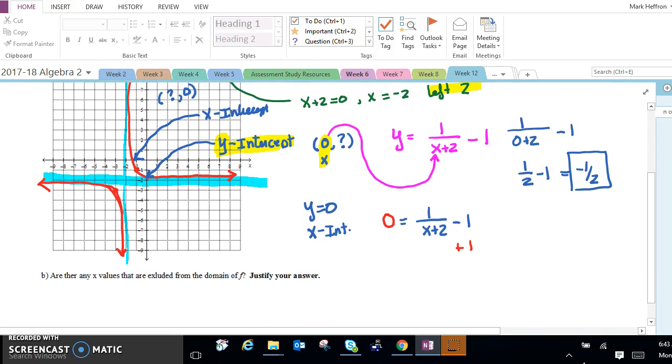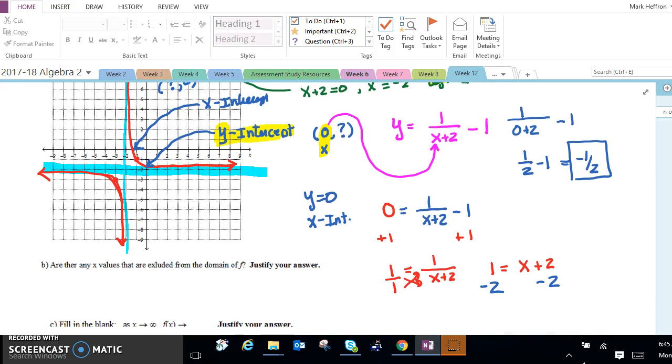We'll add 2 to both sides, add 1 to both sides, and get 1 equals 1 over x plus 2. Well, now we can make this 1 into 1 over 1 and just cross multiply. 1 equals x plus 2. Subtracting 2 from both sides, I get x equals negative 1.